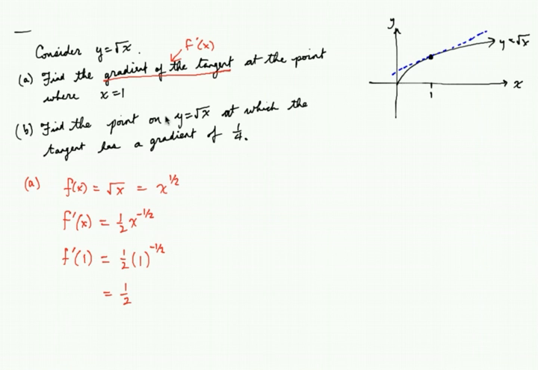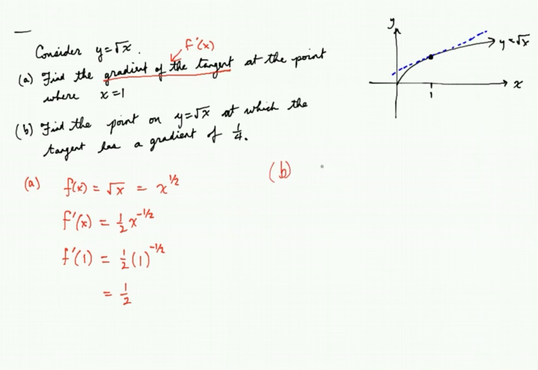All right. For part B, find the point on y equals the square root of x at which the tangent has a gradient of 1/4. So what this is saying is, where on this graph will the tangent line have a gradient of 1/4? Could it be here? Is it that line? Where is the x value? What is the point where the tangent line will result in a gradient of 1/4?